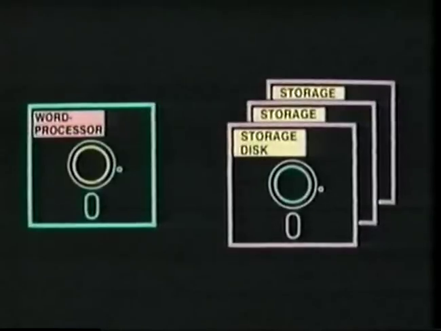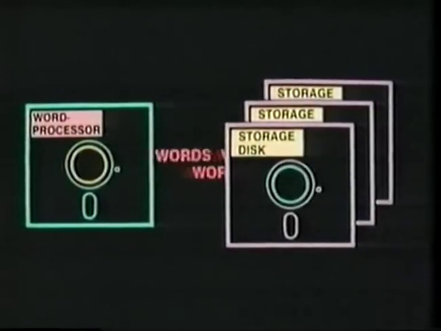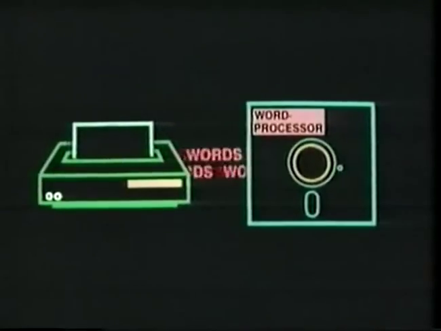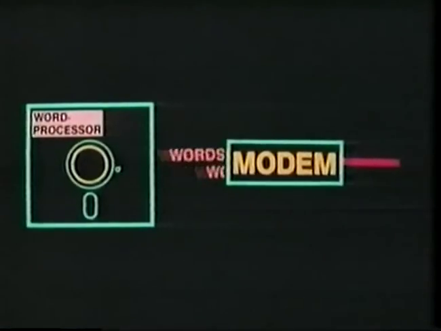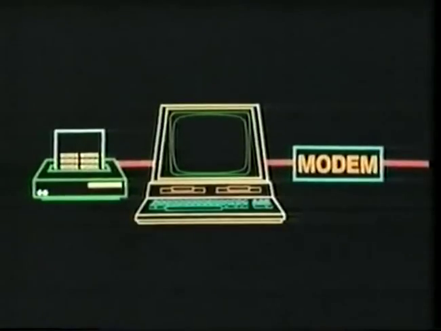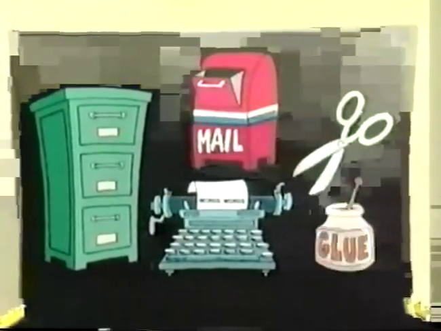And then there are several things that you can do. You can file the words on one or more storage disks. You can print them on a printer. And you can pass them on to a modem to be sent to some other computer. This means that once you have a word processing system, you really have a self-contained little office with its own built-in typewriter, filing cabinet, mailbox, and scissors and glue, all rolled into one.